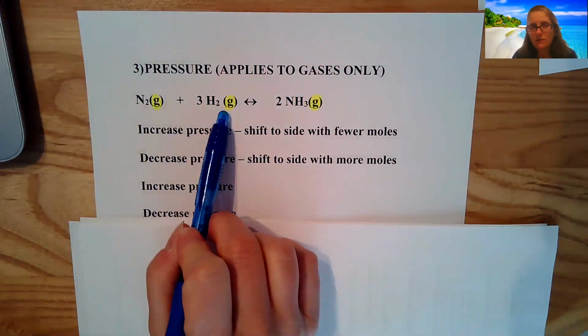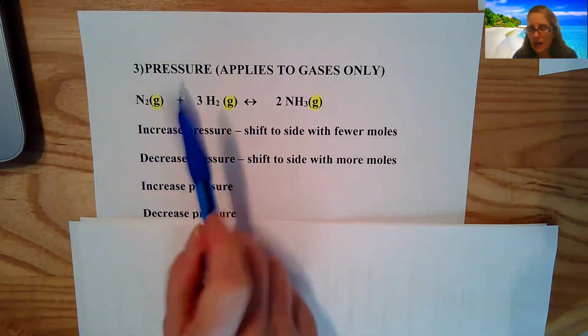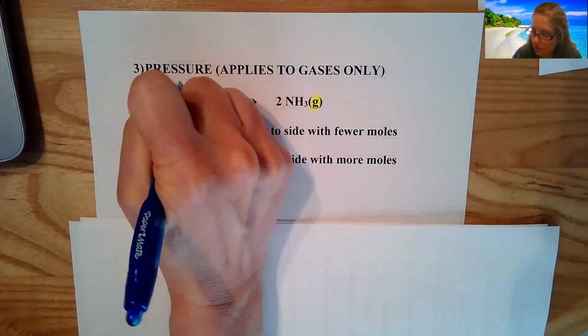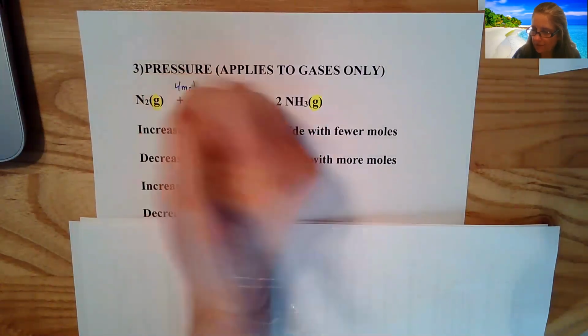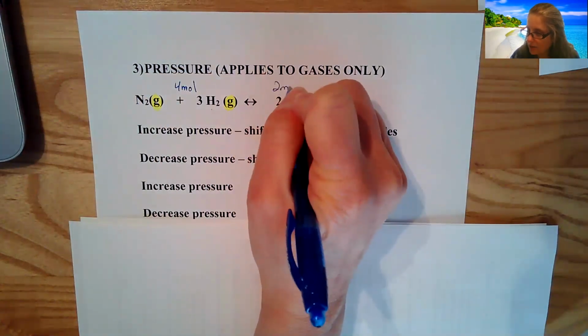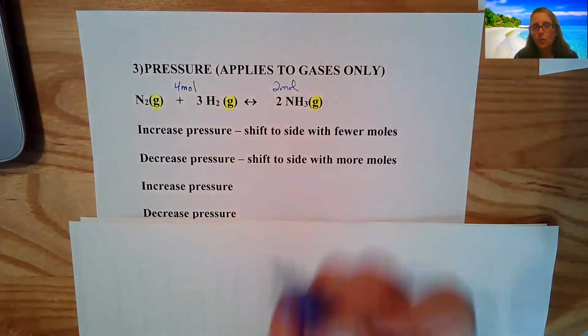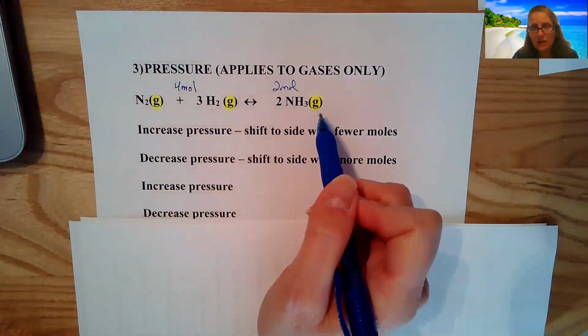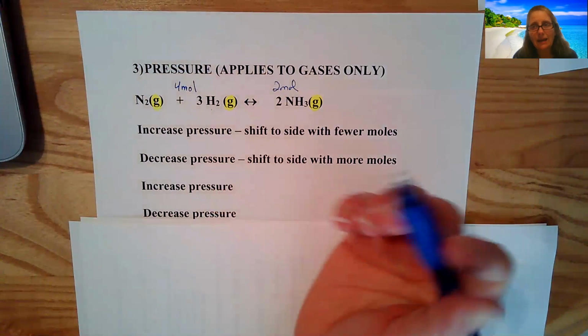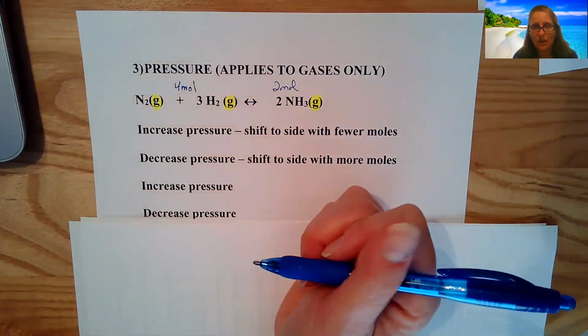So how many moles of gas do I have on the left? I have 1 mole of nitrogen and 3 moles of hydrogen. So I have a total of 4 moles of gas on the left. How many moles of gas do I have on the right? I only have 2. So what is happening in an equilibrium? This is all taking place in the same container. So keep that in mind when we're talking about any of these shifting of equilibriums.